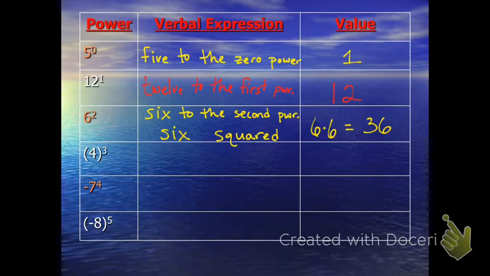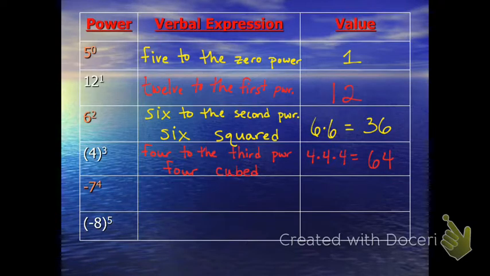Our fourth example, with a base of 4 in parentheses and then the exponent of 3 outside of the parentheses, is read as 4 to the 3rd power. Another way you could say that is 4 cubed. Squared and cubed have to do with 2-dimensional and 3-dimensional shapes. To find the value of 4 to the 3rd power, you do 4 times 4 times 4, and that would give you 64, because 4 times 4 is 16, and then 16 times 4 would be 64.